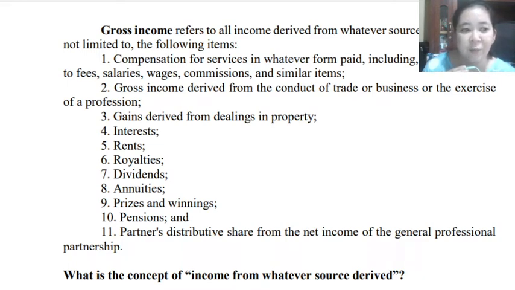Of course, if you win, there are still taxes due from it. So later on, you will understand as we go along, because this is subject to a fixed rate and is classified as passive income. Pensions also and the like. So those are the different sources of your income which may be subject to income tax.